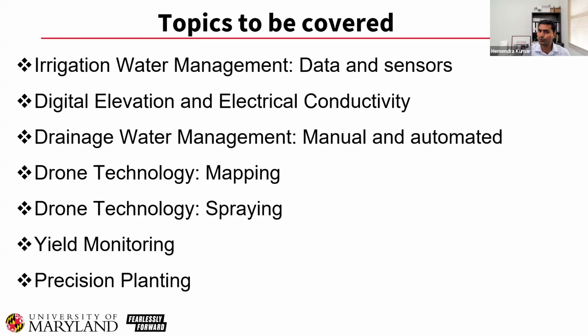So there are two ways: you can do it the manual way, or you can do it all automated based on AI. Then we will go for the drone technology, mapping, spraying, and then yield monitors for the row cropping systems and the precision planting. So these are the big areas that I'm going to cover, but we will go much deeper into each topic afterwards.